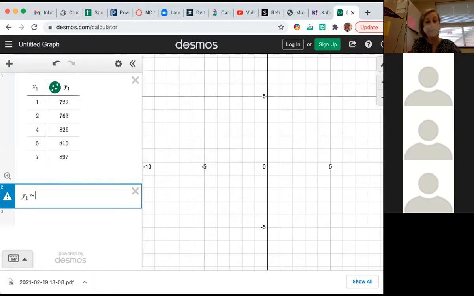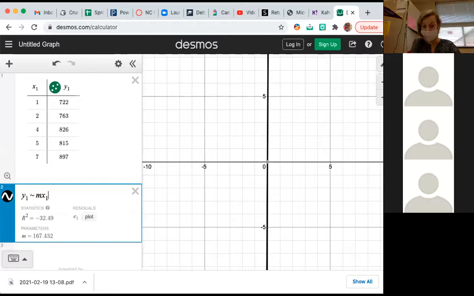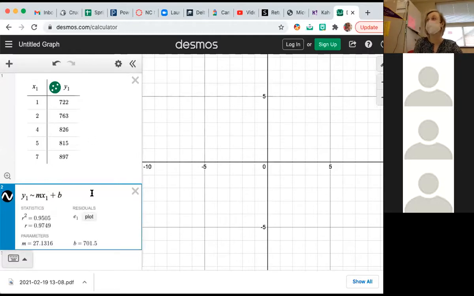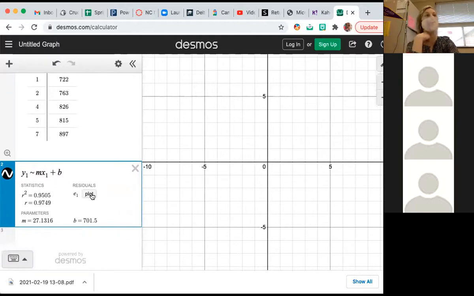What comes next? MX plus B. This is my favorite thing. Did they tell you the M and the B? All you got to do is write it down. Curtis is so excited. Curtis, anytime I give you a table from here on out, you don't have to go find the table anymore. You can come put it in Desmos.